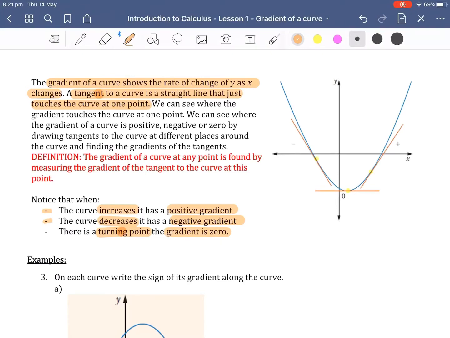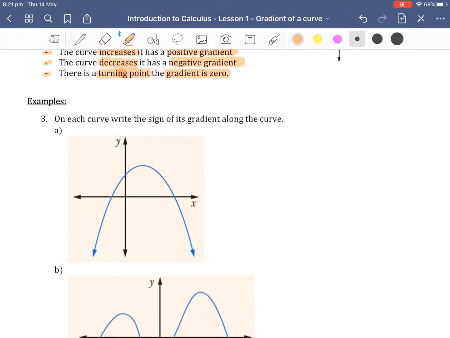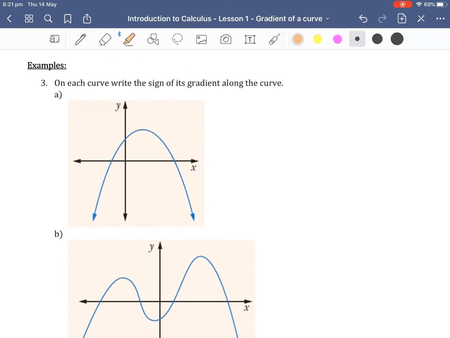So looking at our graph, we can see that the curve increases when we have our positive tangent here, or positive gradient. It decreases when we have a negative gradient, and it's 0 here as there's a turning point as it goes from increasing to decreasing. So for this example, on the curve, we're going to write the signs of its gradient along the curve. So we're starting on the left-hand side.